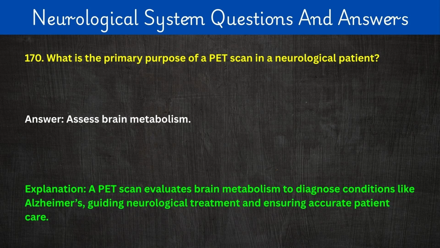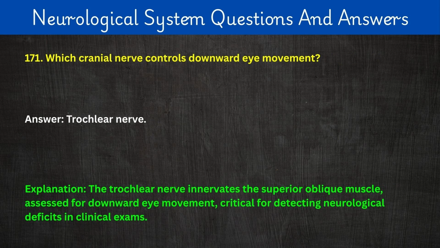170. What is the primary purpose of a PET scan in a neurological patient? Answer: assess brain metabolism. Explanation: a PET scan evaluates brain metabolism to diagnose conditions like Alzheimer's, guiding neurological treatment and ensuring accurate patient care.